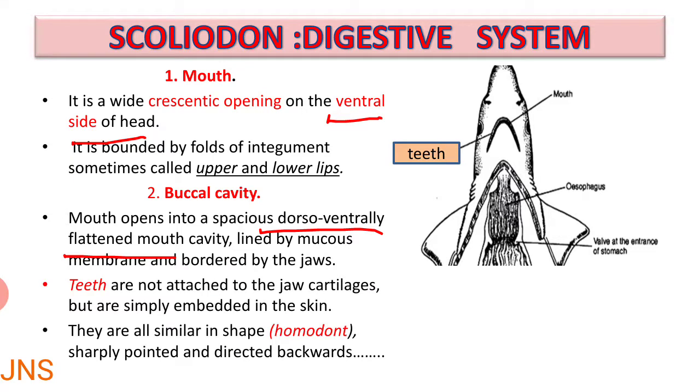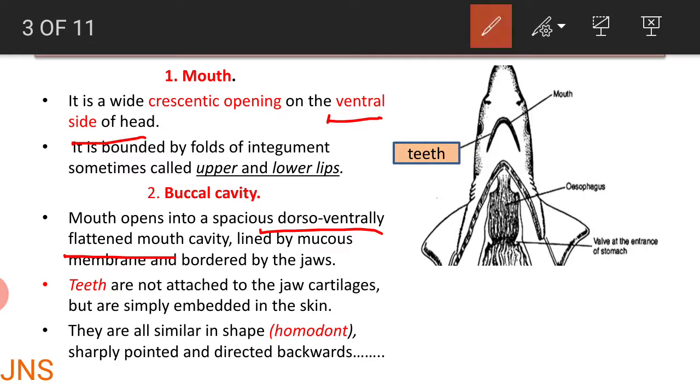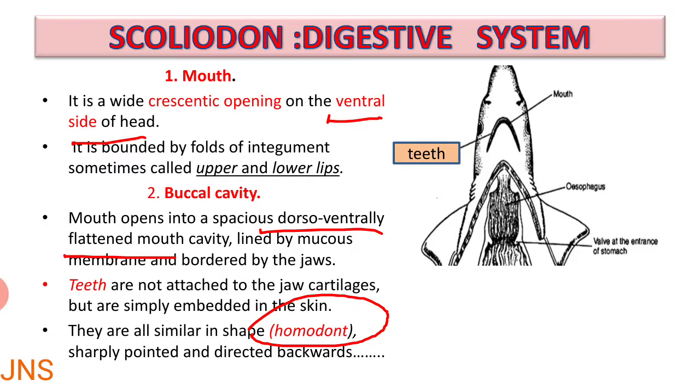Next part of the alimentary canal, or next part of the digestive system, is the teeth. These teeth are not attached to the jaw's cartilage but are simply embedded in the skin. These teeth are similar in type, similar in shape, so called homodont. Homo means similar, dont means teeth. These teeth are sharply pointed and directed backward, and similar type of teeth, so called homodont type of teeth in the case of Scoliodon.